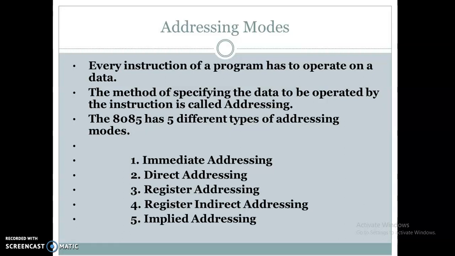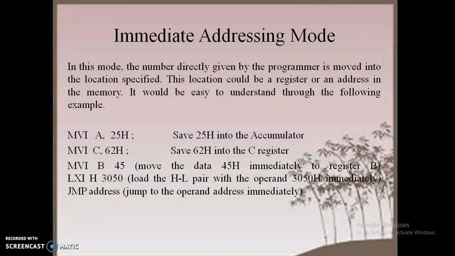Here, these addressing modes are classified into 5 types. This is the first one, immediate addressing mode. From the name itself, immediate means as soon as. In this mode, the number directly given by the programmer is moved into the specified location. This location could be a register or an address in the memory. It would be easy to understand with the following example.